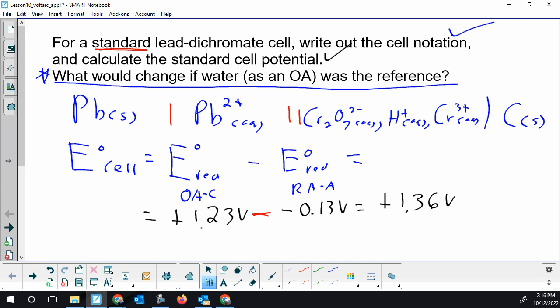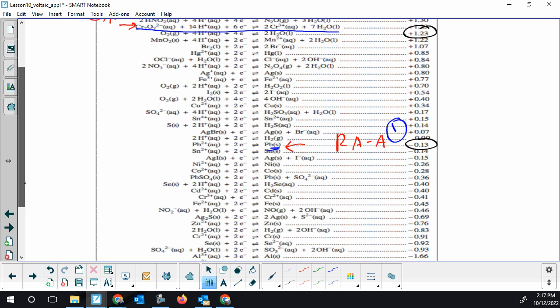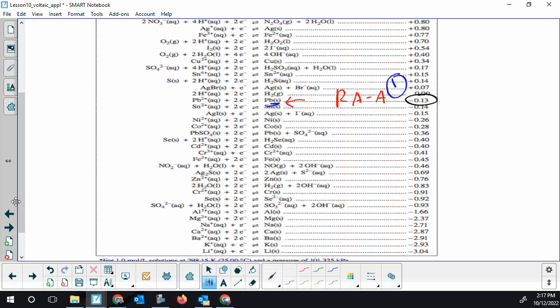What about this? What would change if water as the OA was the reference? I'm going to flip to the table and give you a visual first. So we need water as an OA. So there's water as an oxidizing agent. We're being asked, what if that voltage, that negative 0.83, was the zero in the table and everything was rescaled off that? Okay. So we need to rescale all our numbers.